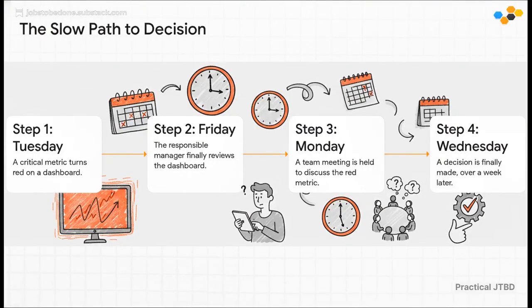And this right here shows you the real-world damage. Just look at this timeline. A critical metric goes red on a Tuesday, but a manager doesn't even get around to looking at the dashboard until Friday. They don't have a meeting about it until the next Monday. And a decision, an actual action, isn't made until Wednesday. That's insane. Your time to action isn't measured in minutes, it's measured in days, almost a full week. The dashboard shows you a fire in real time that you don't put out until next week.